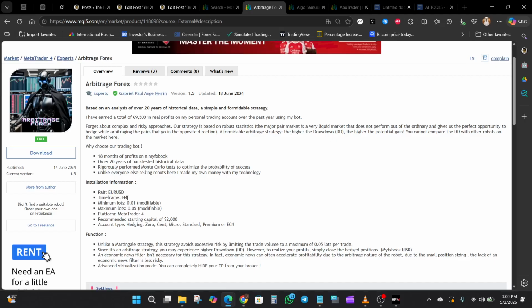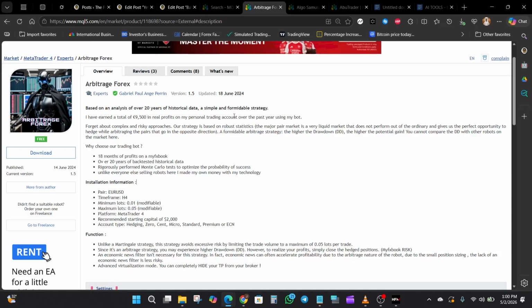The recommended setup is a starting balance of around $2,000, with relatively small lot sizes between 0.01 and 0.05 per trade. That already tells us something important. This is not a high frequency or aggressive system. It is designed to operate with controlled exposure, even though it may hold multiple positions at the same time.